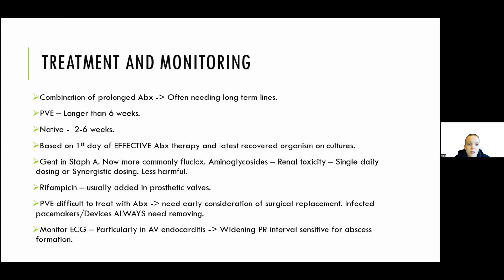Gentamicin is often used in Staph aureus, but now more commonly we use flucloxacillin. Aminoglycosides are still used, but you have to bear in mind that they'll need regular monitoring of renal function while they're having that. Rifampicin is usually added for prosthetic valves. Prosthetic valve endocarditis is usually quite difficult to treat with antibiotics, as I said, so these patients will pretty much always need early consideration of surgical intervention.